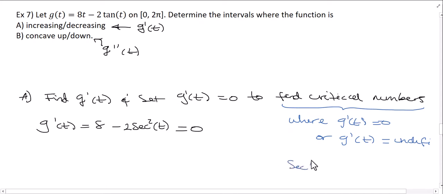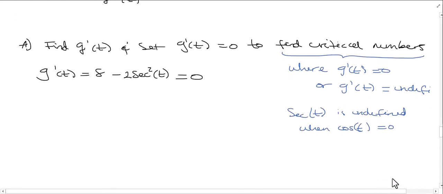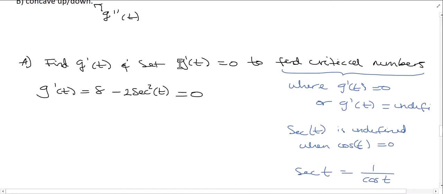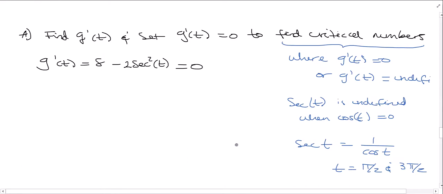Secant is undefined when cosine is 0, right? Because secant of t is 1 over cosine. So where does this happen? This happens at pi over 2 and 3 pi over 2 on the interval. We're only on the interval 0 to 2 pi. If an interval was not specified, then I would have to say pi over 2 plus pi n, all the odd multiples of pi over 2. But here we're just looking at between 0 and 2 pi.